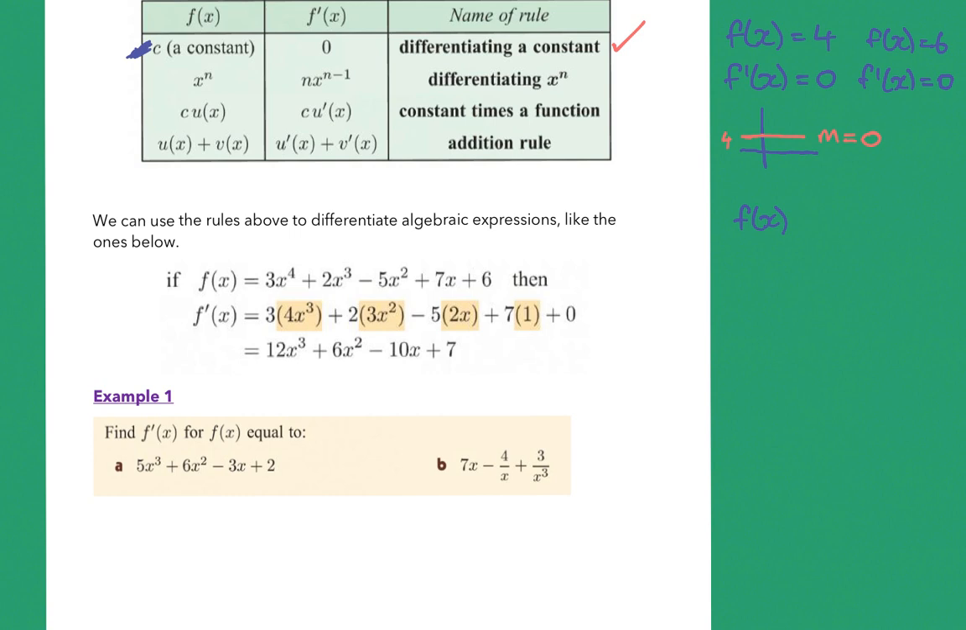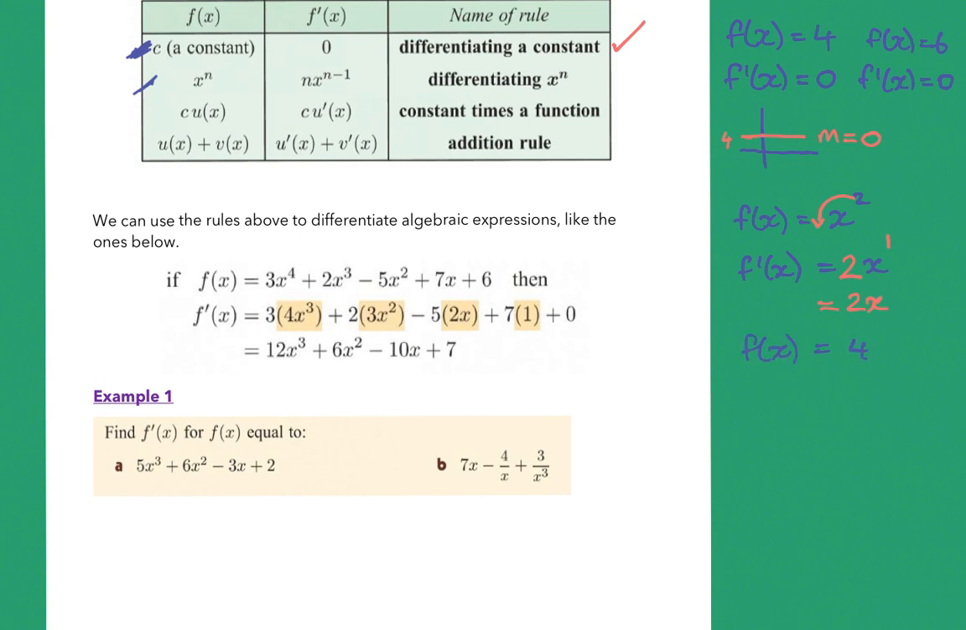Okay, so moving on to what's called the power rule, which is this one here. f of x equals x to the power of 2. When we differentiate, we take our power, we bring the power down in front of x. So that squared becomes the number 2. And we decrease the power by 1. 2 minus 1 is 1. So f dash x equals 2x.